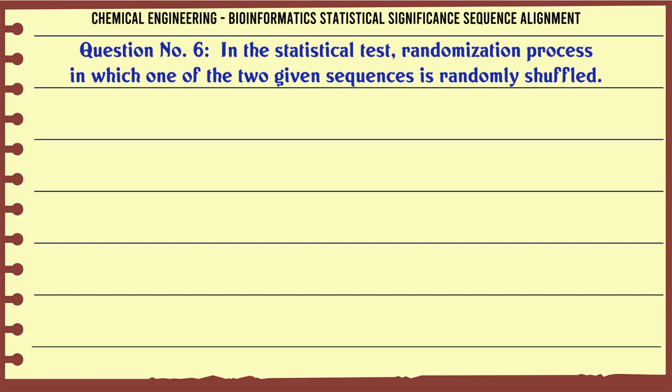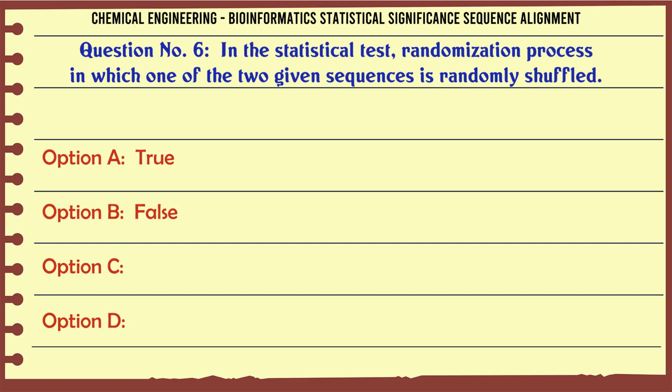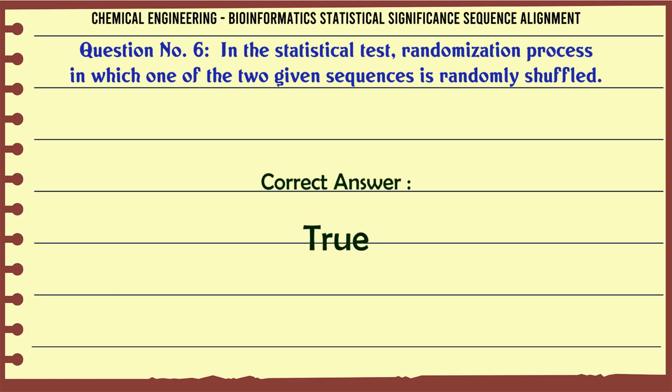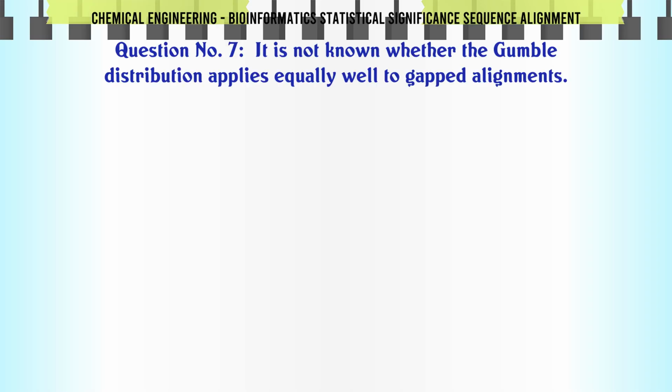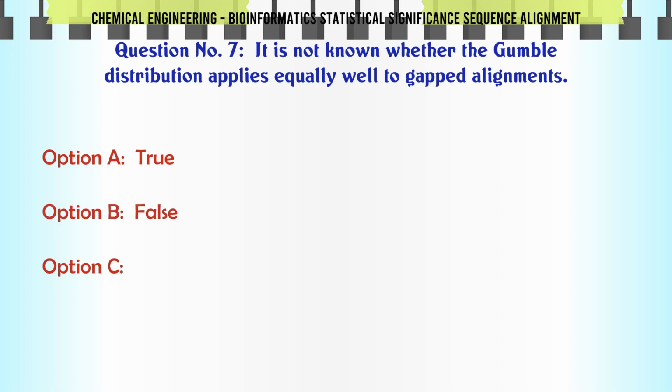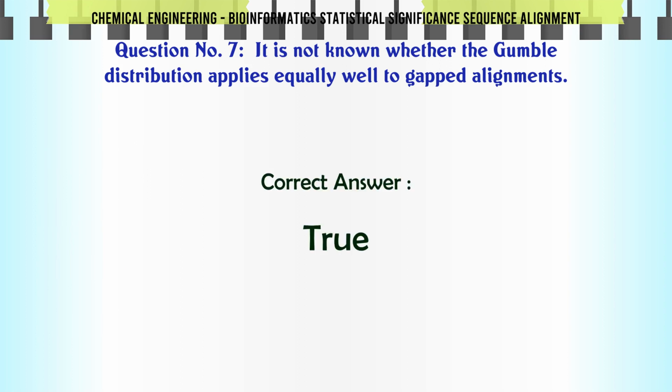In the statistical test randomization process, one of the two given sequences is randomly shuffled. A. True, B. False. The correct answer is true. It is not known whether the Gumbel distribution applies equally well to gapped alignments. A. True, B. False. The correct answer is true.